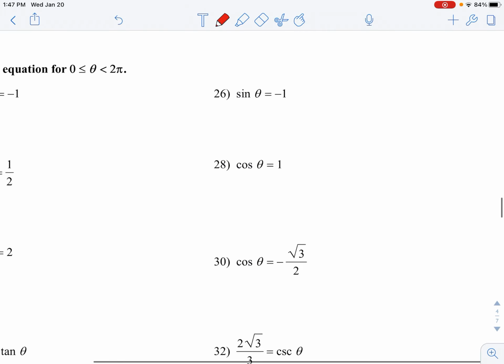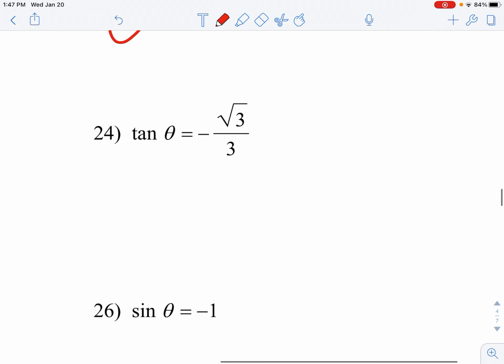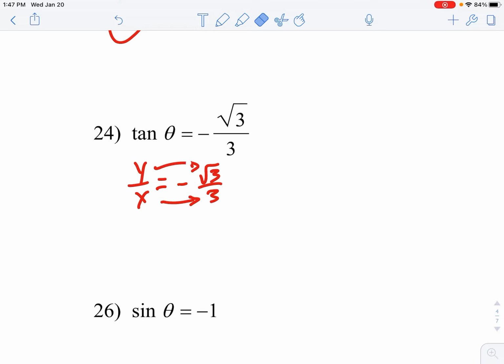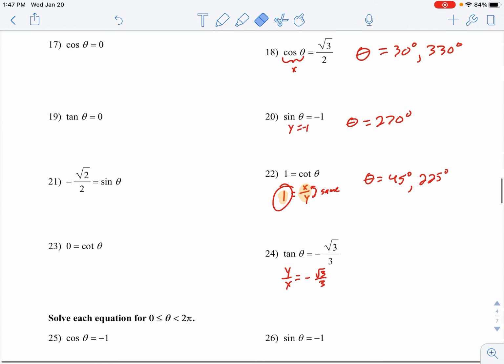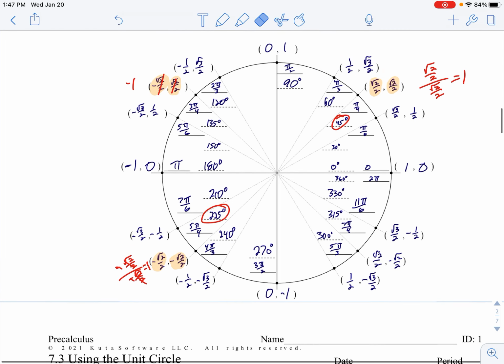The next one is a tangent, which is the same idea, but now this is going to be really tricky. Tangent is y divided by x. We need to find a y divided by x that equals negative square root of 3 over 3. Does that mean y equals square root of 3 and x equals 3? No. None of the points up there work like that. So what the heck? Let's go up and look at our options.